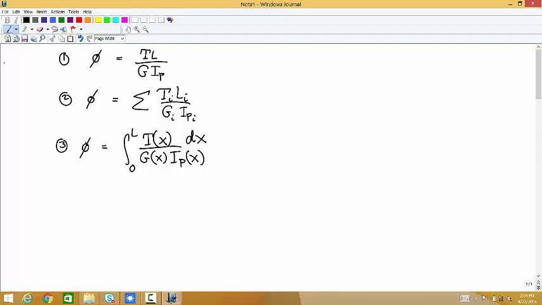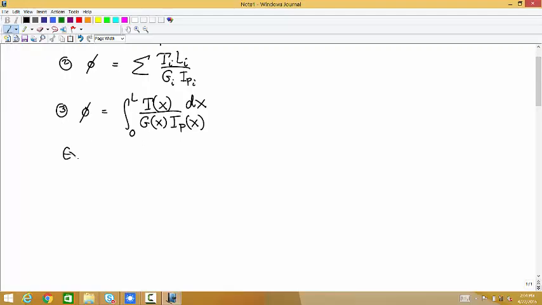And we did one example problem. So now let's see how this works in a statically indeterminate system. So a statically indeterminate, that's not how you spell that. Indeterminate torsion member.